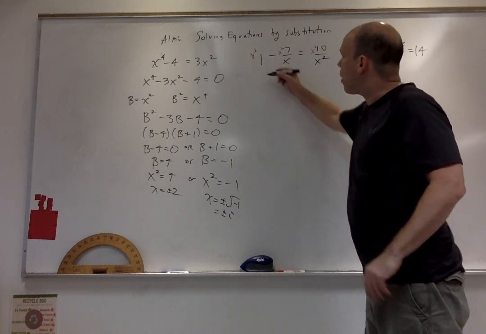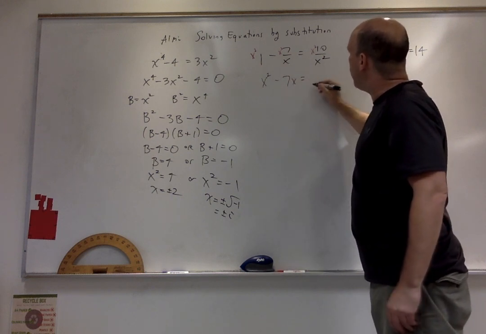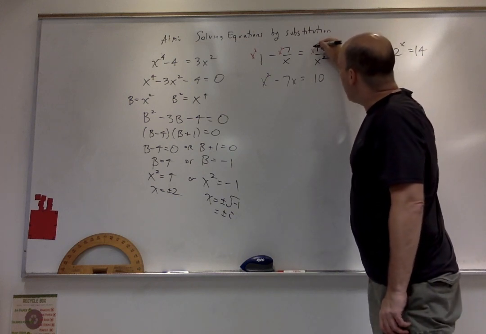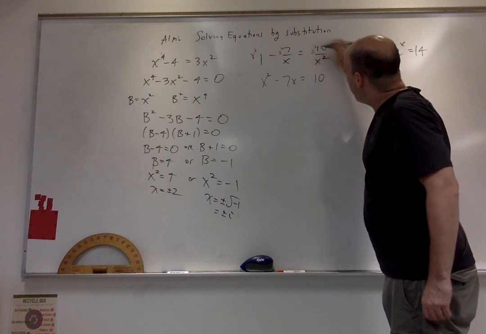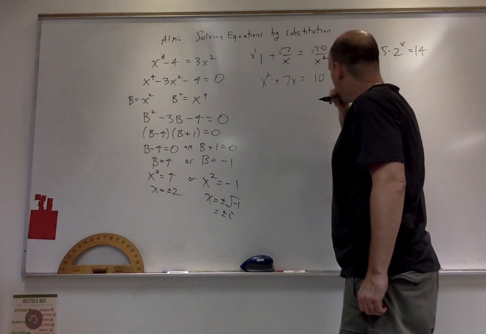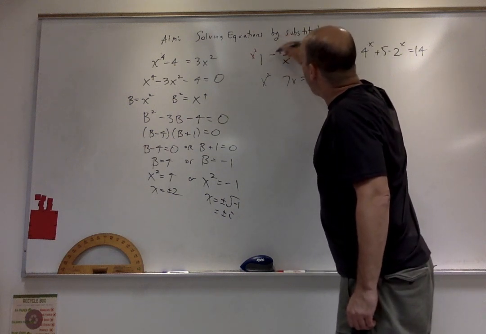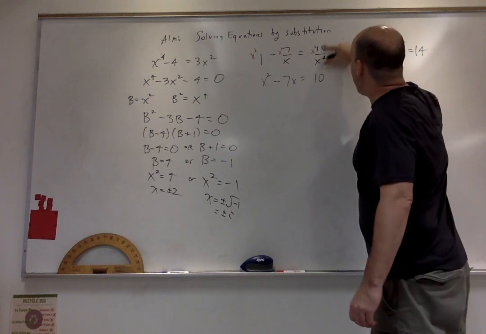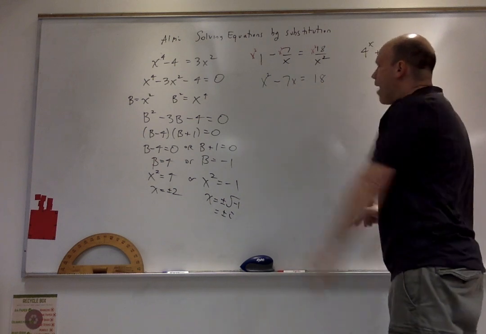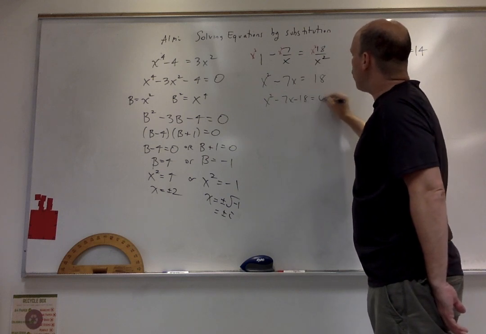So let's see what we have here. We have x squared minus 7x equals 10. Oh, I apologize, this should be negative. Actually, you know what? Let's make this positive. No, sorry about that, guys. We're going to leave this as negative, and we're going to make this 18. So now we have x squared minus 7x minus 18 equals 0.